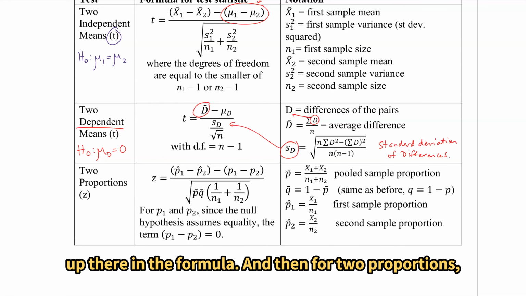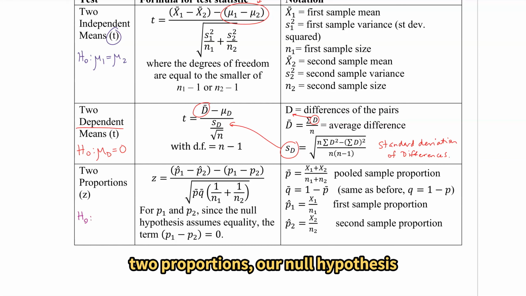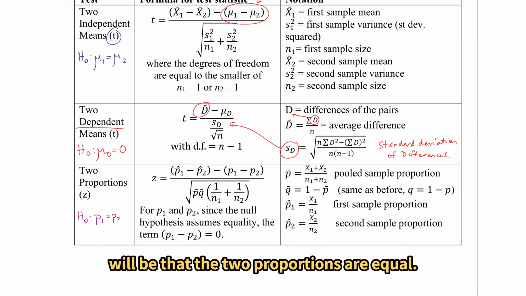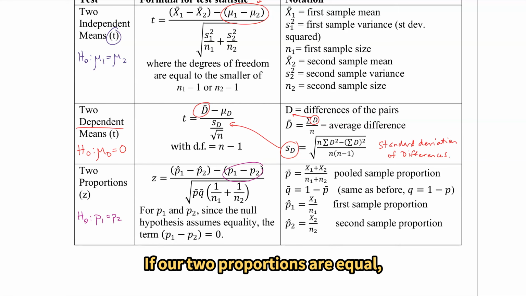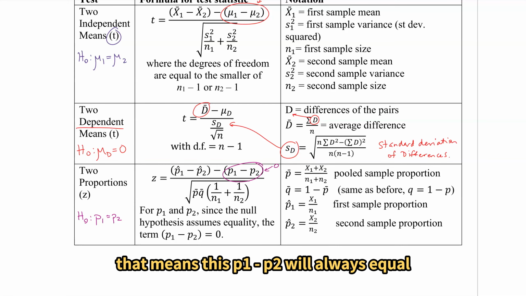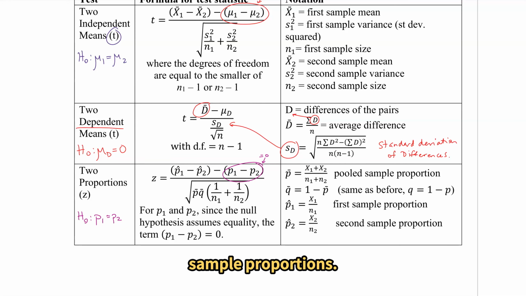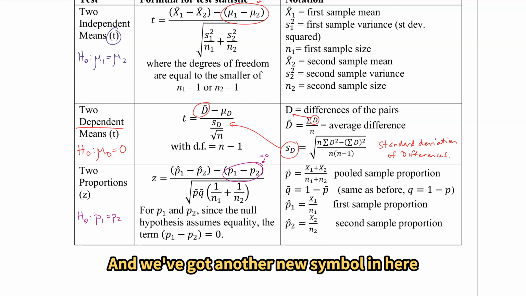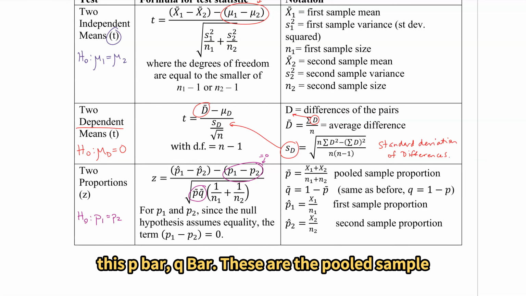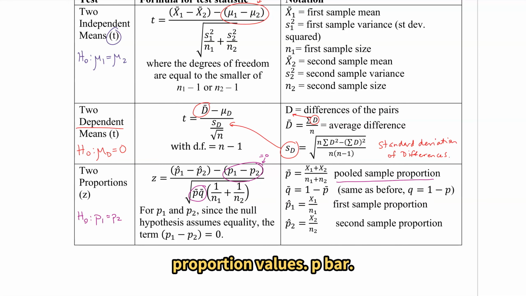And then for two proportions, when we're dealing with two proportions, our null hypothesis will be that the two proportions are equal. If our two proportions are equal, that means this P1 minus P2 will always equal 0. And the P1 hat, P2 hat, those are our sample proportions. And we've got another new symbol in here, this P bar, Q bar. These are the pooled sample proportion values.